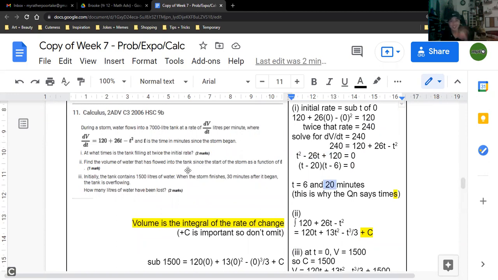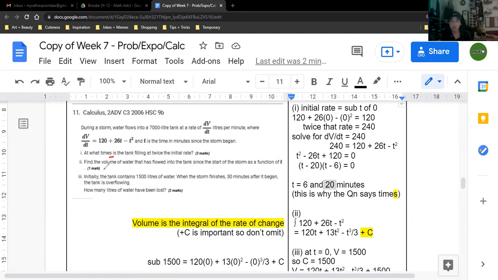Right? So normally, try not to be trapped by this question. You can see it says "at what times", with an S on the end of time. Because normally when you do this kind of time stuff, there's only one time. So this is actually a bit unusual. There are two separate times when it's filling up at double the initial rate.